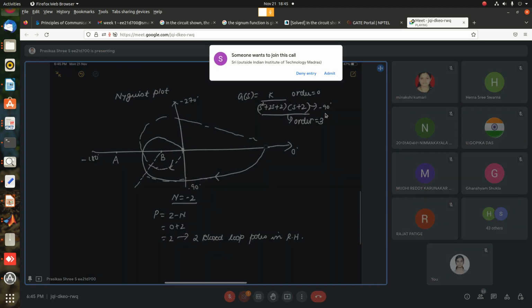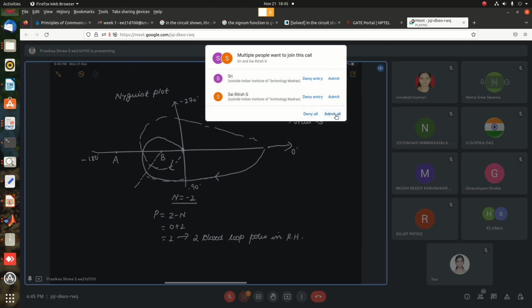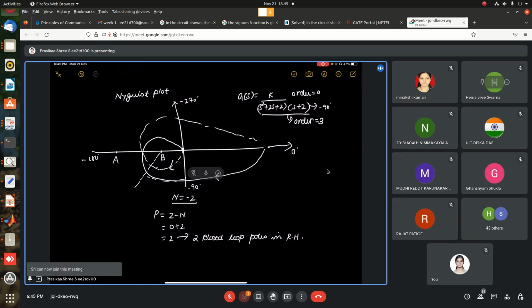The polar plot can also be drawn in a different way, meaning you can find the magnitude and phase and start. Even you can do that, but that's all very time consuming. So remember, whenever there are zeros present in the numerator and there are n number of poles present, then the graph will be resembling like this.